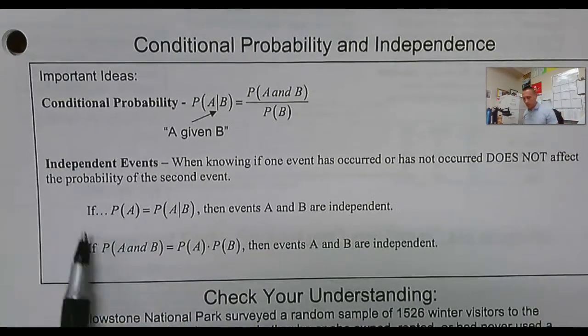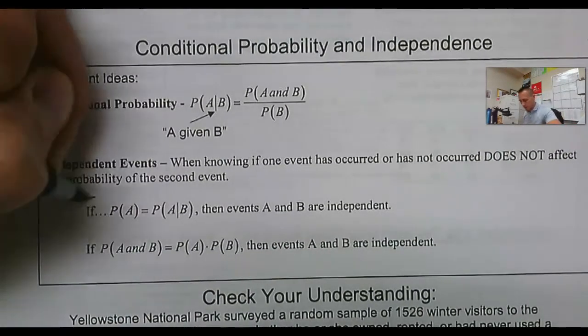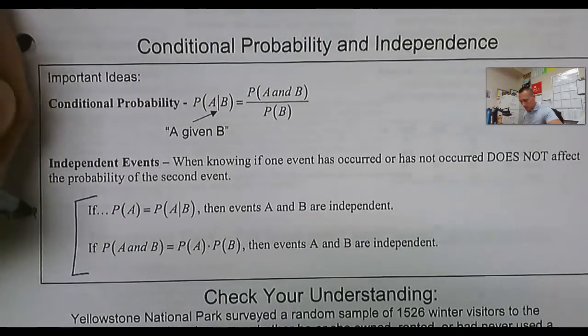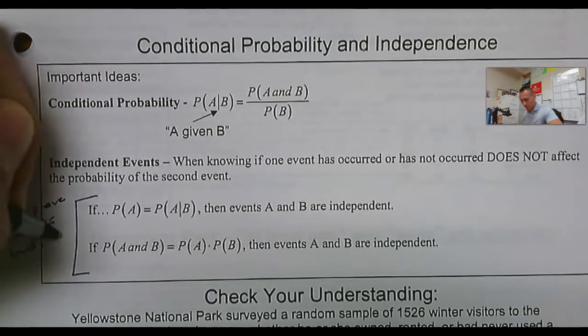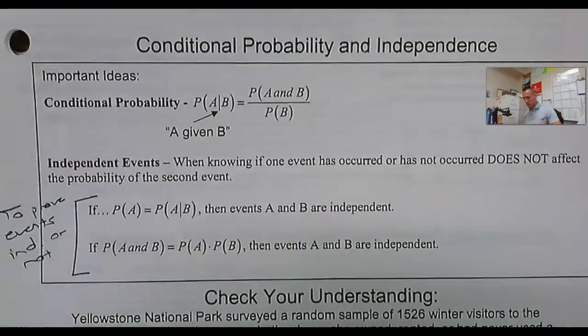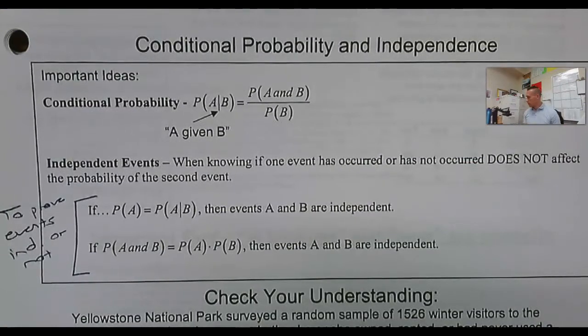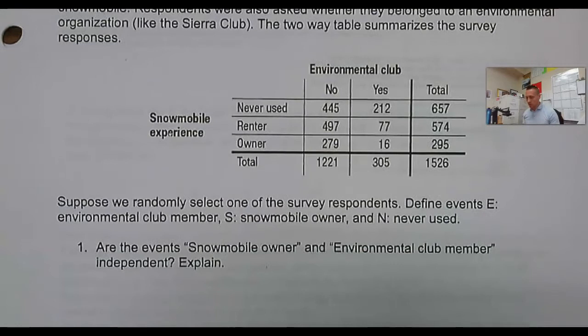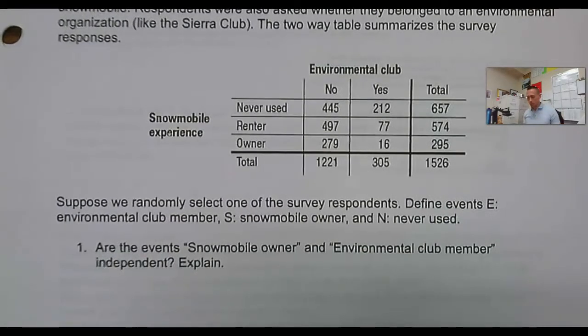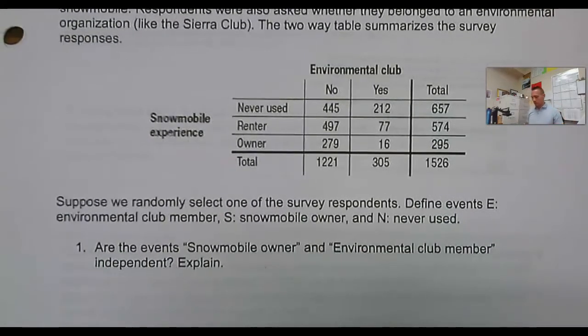In order to prove events are independent, you're going to use one of these formulas to prove events independent or not. You're going to use one of those two formulas. So go ahead on the bottom of page 3 and do this check of understanding, and then I will go over it. So pause the video now and see if you can do this.